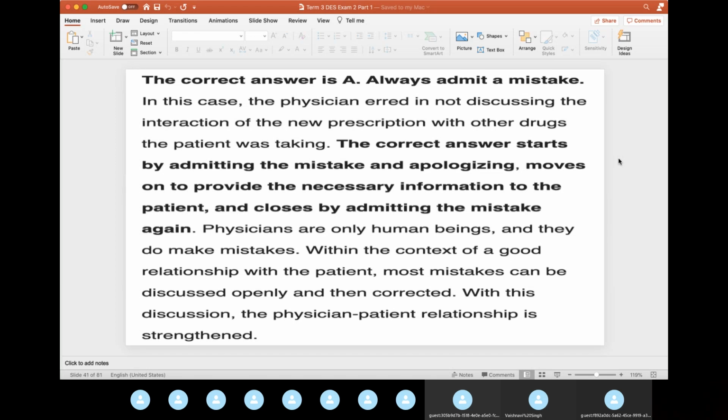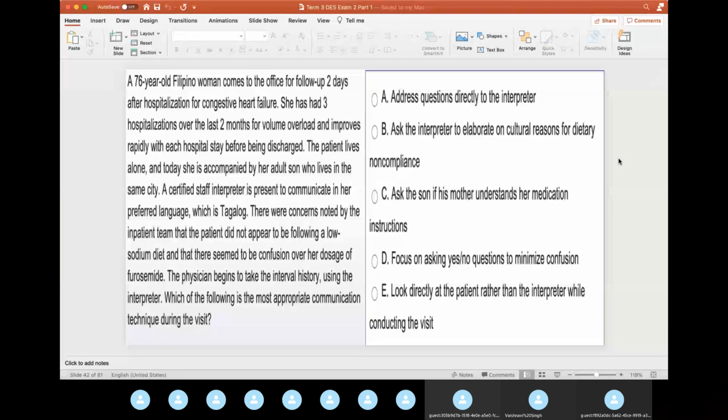Remember, we are only human beings, and we do make mistakes. Most mistakes can be discussed openly and then corrected. Why are we going to admit the mistake? Because it strengthens the physician-patient relationship. Next question.